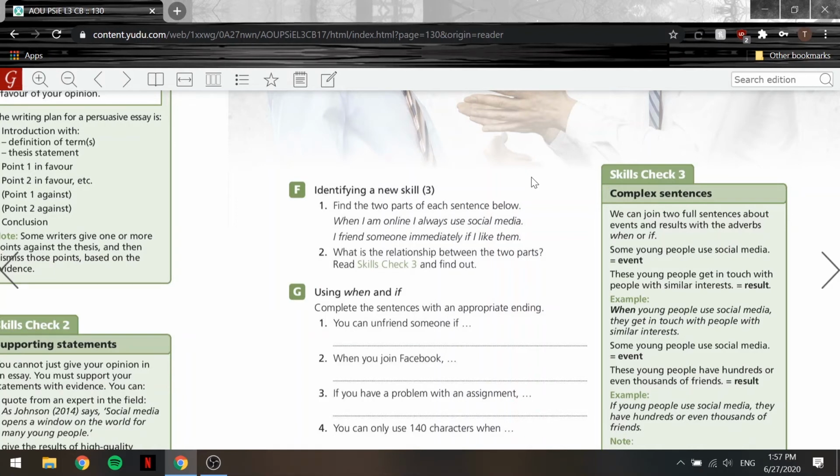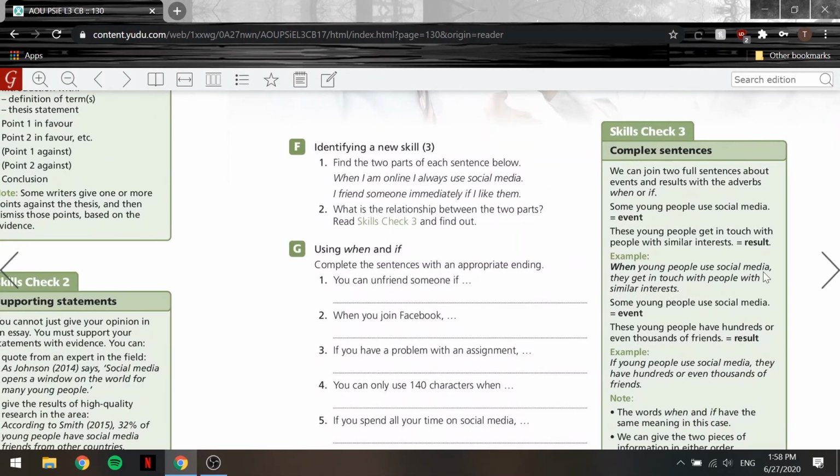Okay, so some young people use social media. That is just a simple event, right? Some young people use social media. These young people get in touch with people with similar interests. This is the result of young people being on social media. So if I want to add these two together, I'll say when young people use social media, they get in touch with people with similar interests.